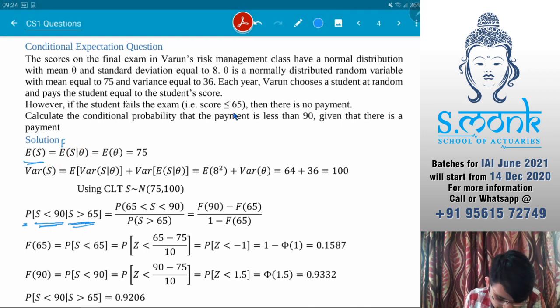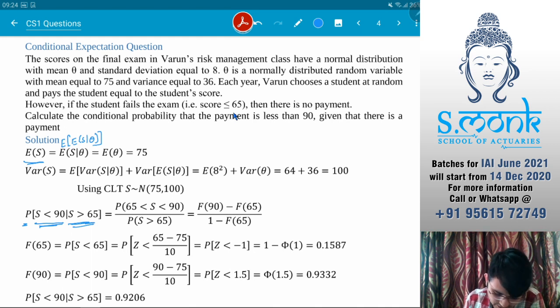This would be expected value of S given theta. That is nothing but theta, because for S given theta, the expected value is nothing but theta.